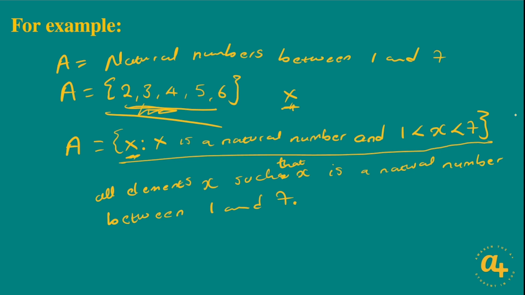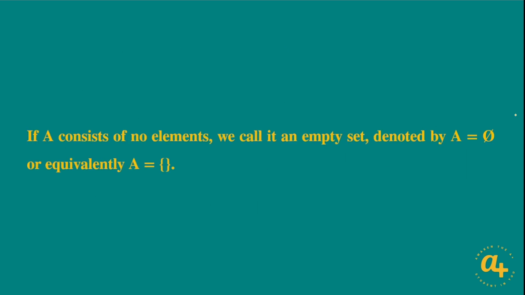Before we come to the end of the video, let's look at a few more notations. So what do we have here? If A, which just basically means set A, consists of no elements, we call it an empty set, and it is denoted by A is equal to this symbol right here. Or equivalently, we can say A is equal to these two empty braces here. So we can use these two empty braces, or we can use the symbol here, to basically mean that set A is an empty set, or set A has no elements in it. So that's some of the notation that we can use in order to represent a set that is empty.